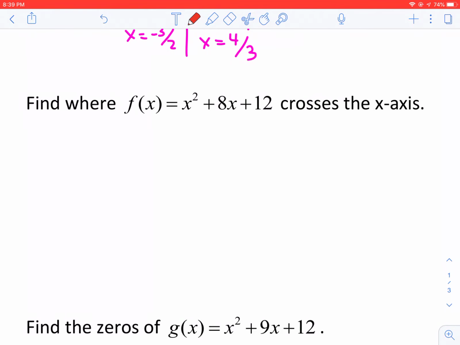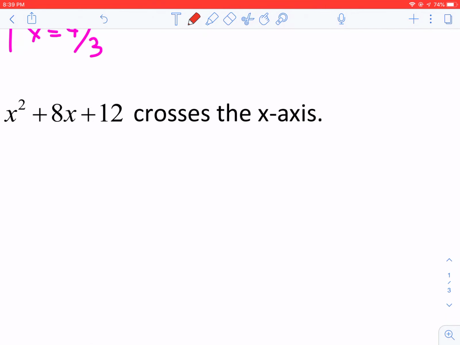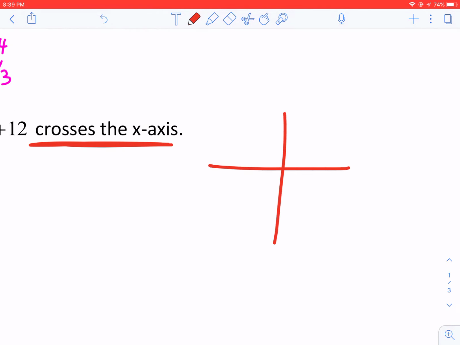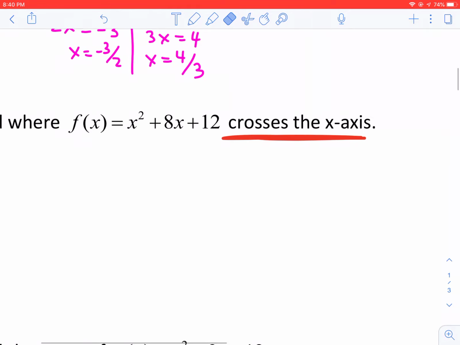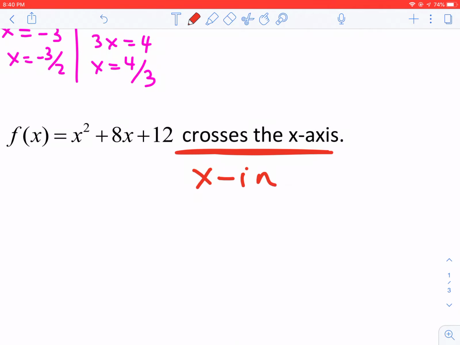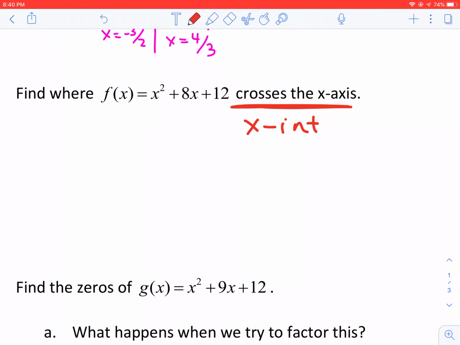So if I want to find where it crosses the x-axis, think about what we're trying to find graphically. If you have a parabola, we want to find where it crosses the x-axis. Well, what we're looking for are the x-intercepts, or the roots. So looking for the roots, or the x-intercepts, we set the y value, or our function f of x, equal to 0.